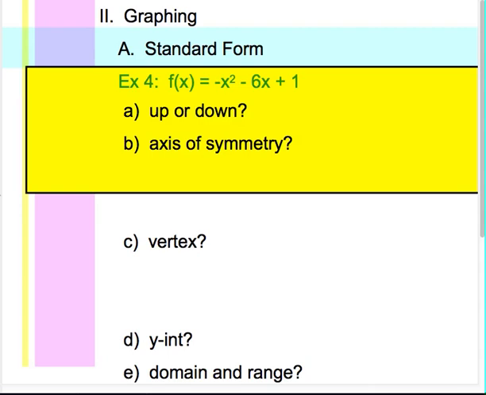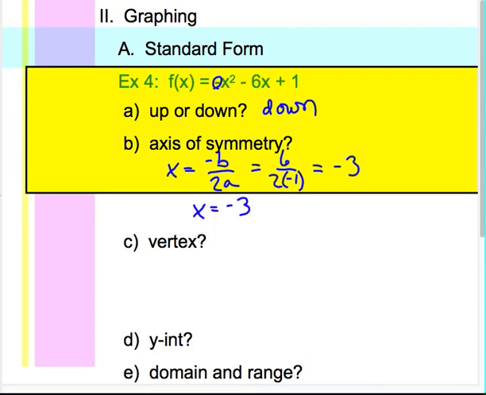So our first question is, does the graph open up or down? In this case, our a value is negative, so the graph opens down. Finding the axis of symmetry. Remember, in standard form, we use that equation x equals negative b over 2a. Our b value in this case is negative 6. The opposite of negative 6 is positive 6. And our a value is negative 1. So the axis of symmetry is x equals 6 divided by negative 2, or negative 3. Again, that equation in simplified form is merely x equals negative 3.